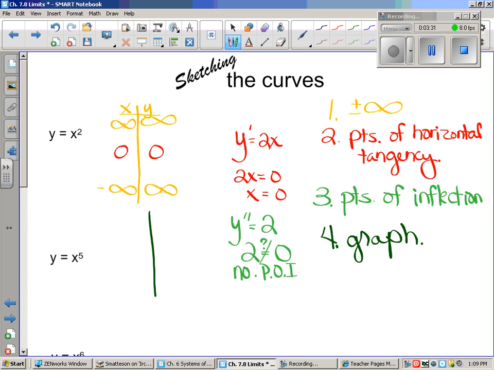we would then draw our axes. 0, 0 is a point. I know that as I go to the right, it's going up to infinity, and as I go to the left, it's going up to infinity. And hopefully that looks very much like what you would expect.